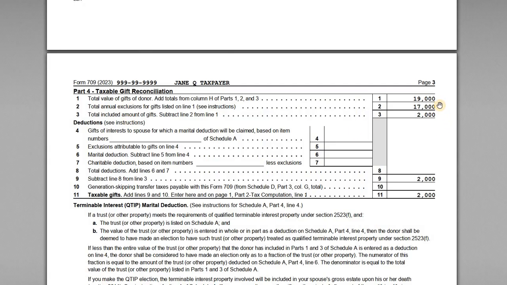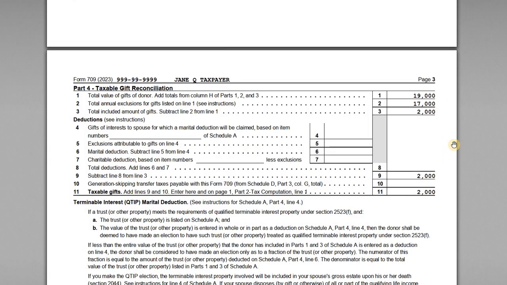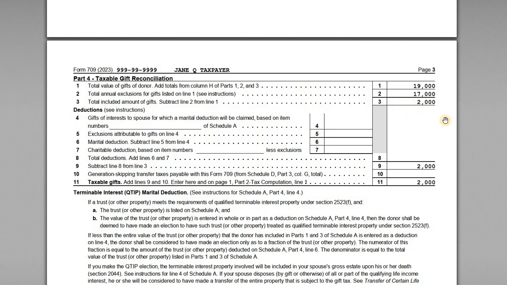So we've reported $17,000, right? This is going to vary depending on what year you're doing this, and also how many gifts you have reported up above. In this case, we just got one, and it's for the 2023 year, no split gifts, no future interest, nothing unique like that. So we just had the $17,000. So the total includable gifts is the difference, which is $2,000. This is in effect the taxable amount of the gift for the year.